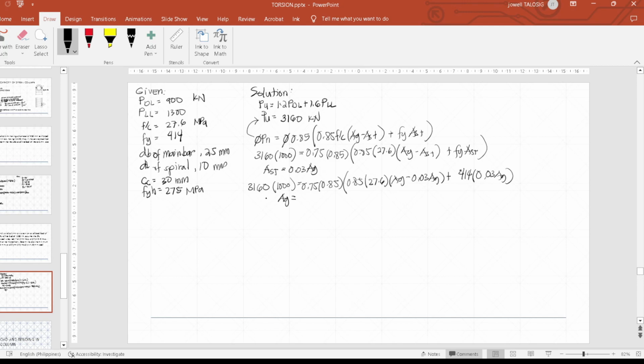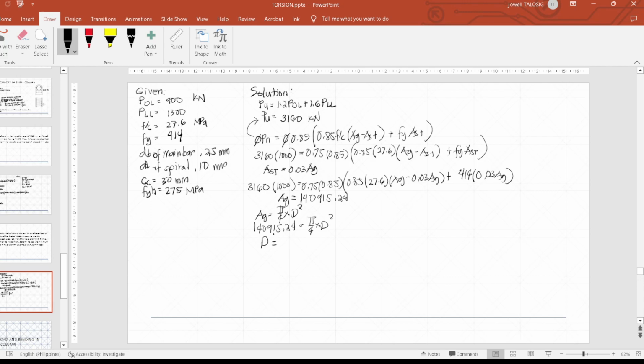Ang lumabas na AG. Okay, where D. Okay, so after solving AG 140915, we can now solve for the diameter, I should say, no? The actual diameter na gusto natin makuha.